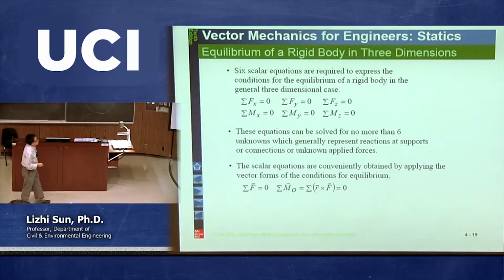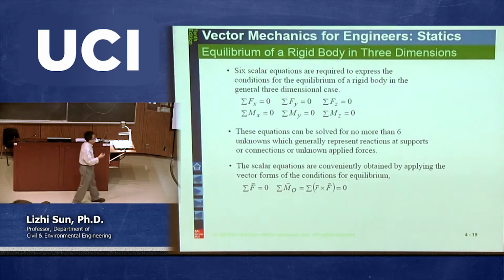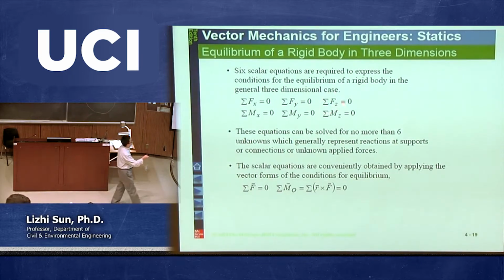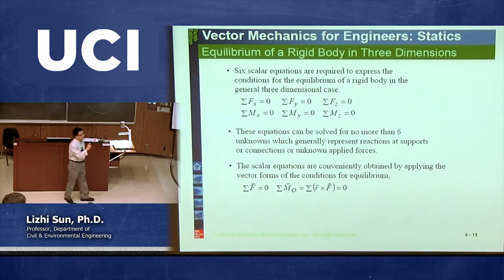In other words, this time we need to look at all three components, x and y and z's. For any three-dimensional problem for a rigid body, we have 6 equilibrium equations. 3 of them are force equations. So in other words, you can collect all the x component of forces equal to 0, all the y component of forces equal to 0, and all z component of forces equal to 0. These are the 3 equations based on Newton's law, so that the rigid body cannot move.